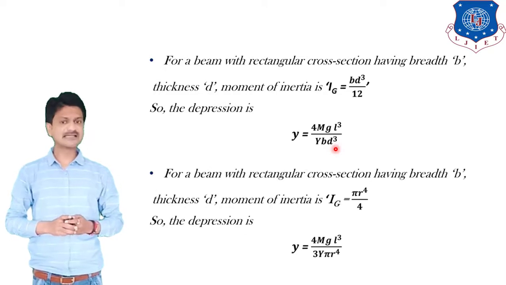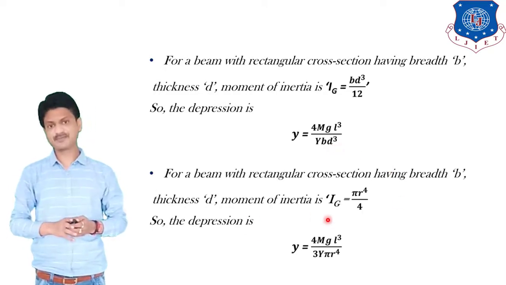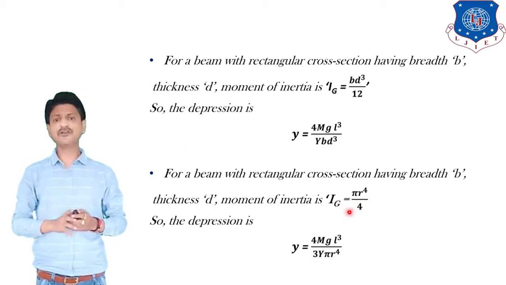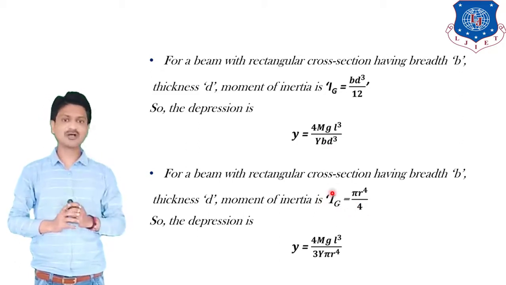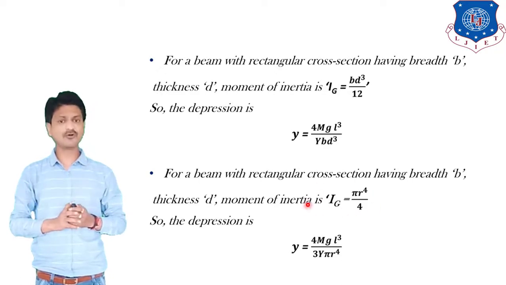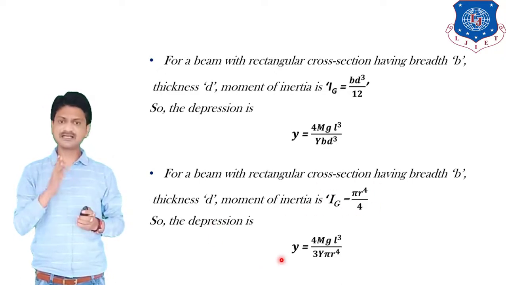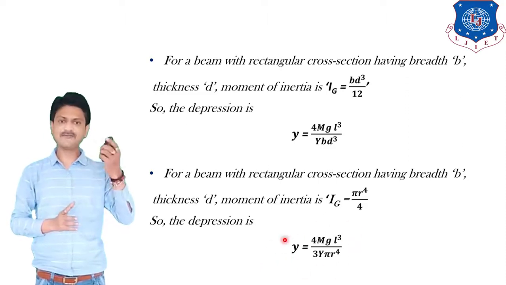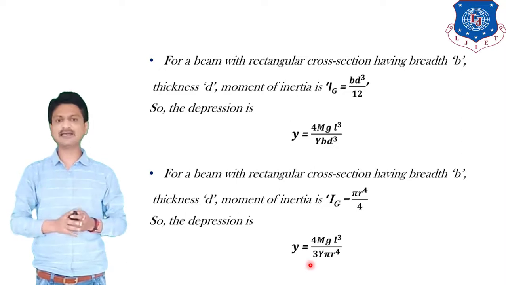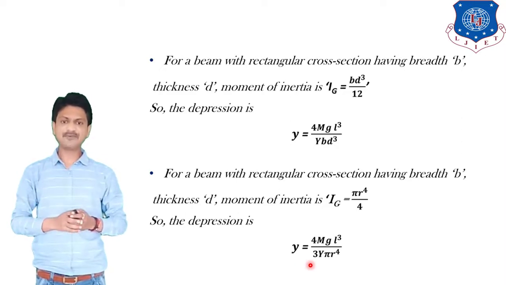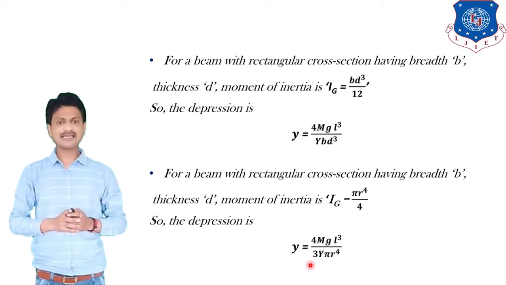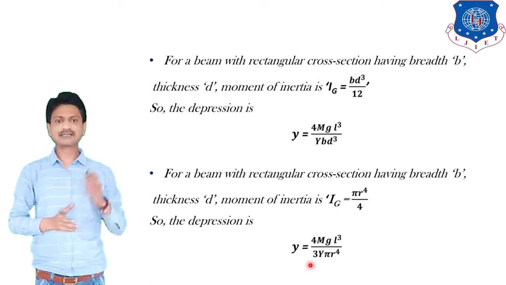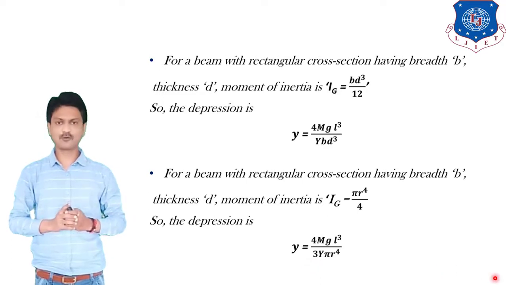Similarly, if we consider the circular beam which has radius r and moment of inertia Ig equals πr⁴ by 4, then if we replace that value of moment of inertia in the final equation of depression of the cantilever, we have the depression of the circular beam: y equals 4mgL³ upon 3Y π r⁴.